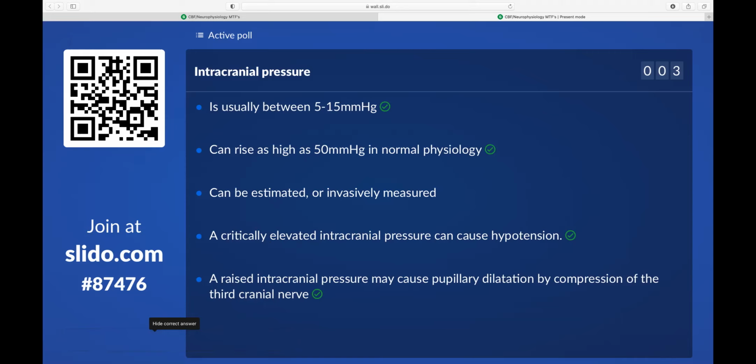And then a raised intracranial pressure may cause pupillary dilatation by the compression of the 3rd cranial nerve. I did think about the mean and put 2nd or 4th or something. So intracranial pressure can cause a variety of cranial nerve palsies, obviously, but this is the most common one. And obviously, a lot of you check for the reflexes, so it's important to know the physiology. Then we'll look to the last one.